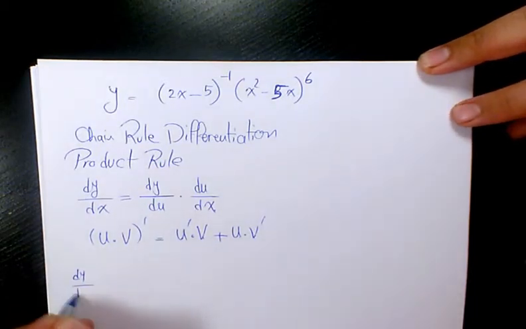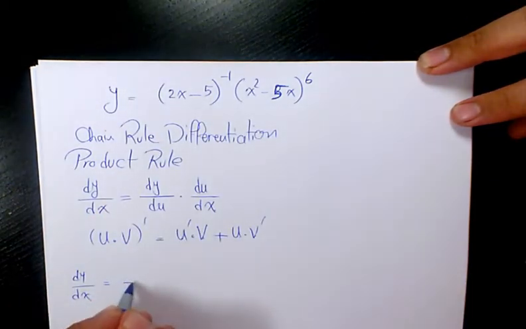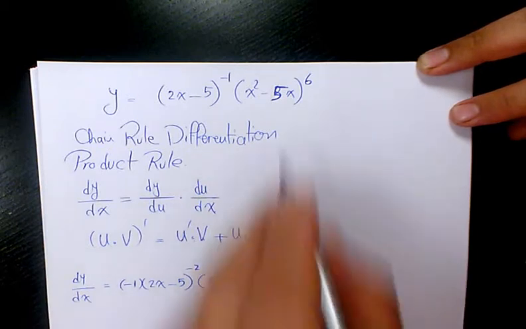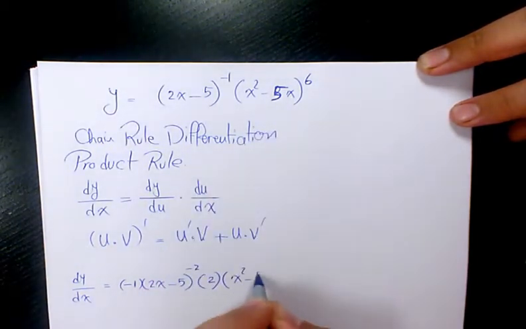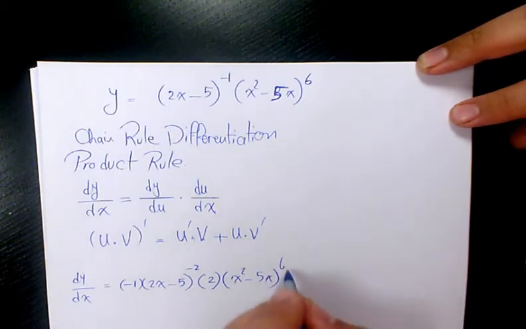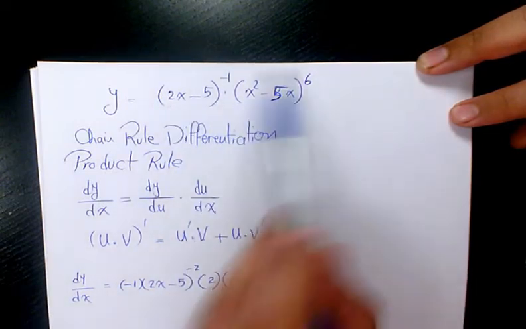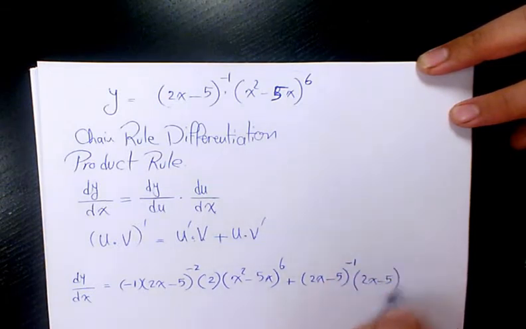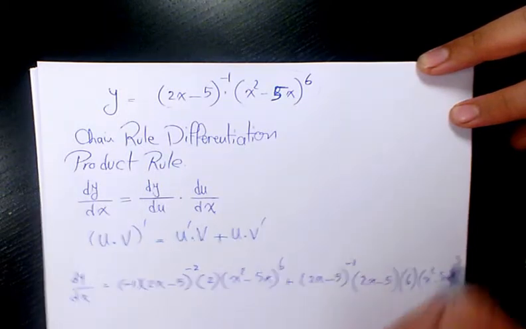So dy/dx will be negative 1 times (2x - 5)^(-2) times the derivative of 2x - 5, which is 2, times (x^2 - 5x)^6, plus the first one times the derivative of the second, which is going to be (2x - 5)^(-1) times 6 times (x^2 - 5x)^5, times the derivative of x^2 - 5x, which is 2x - 5.